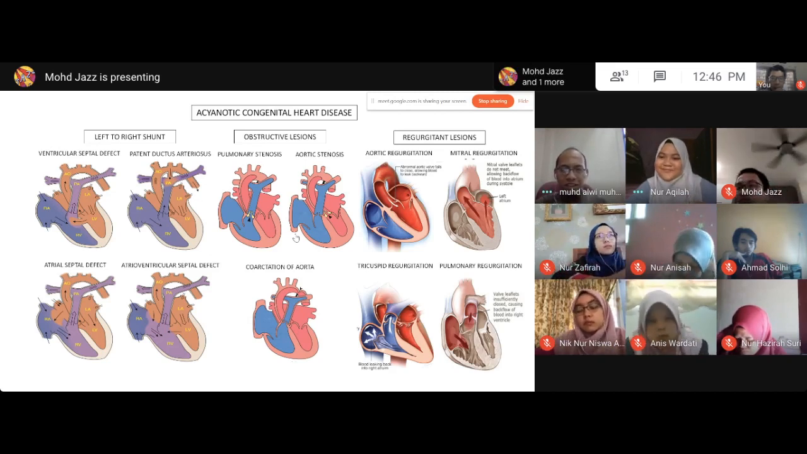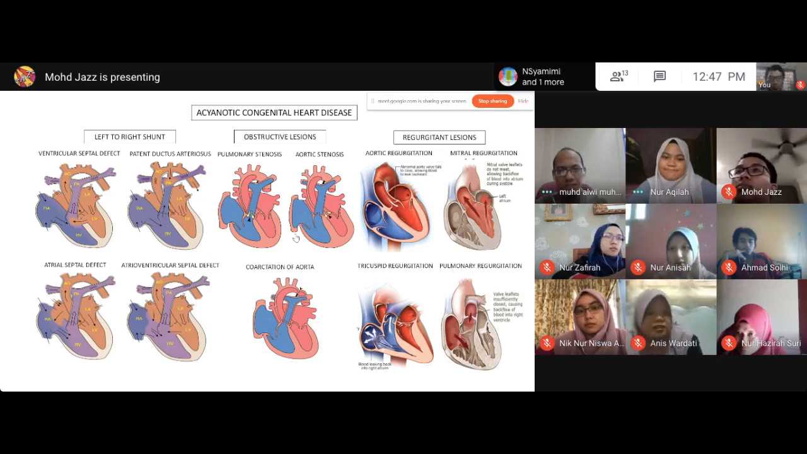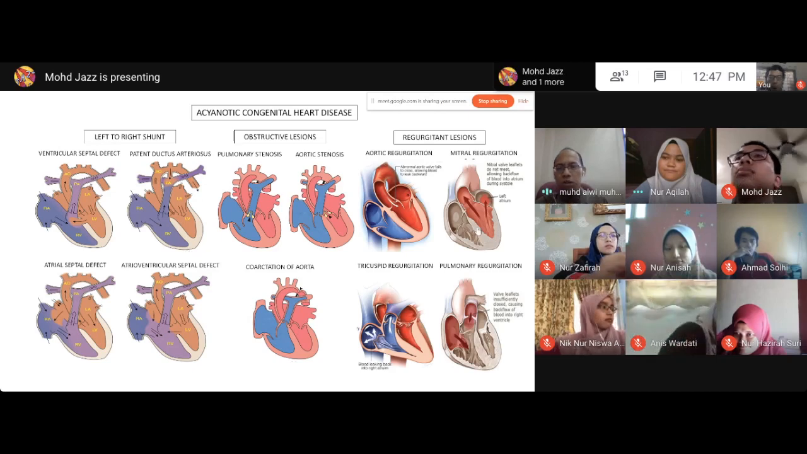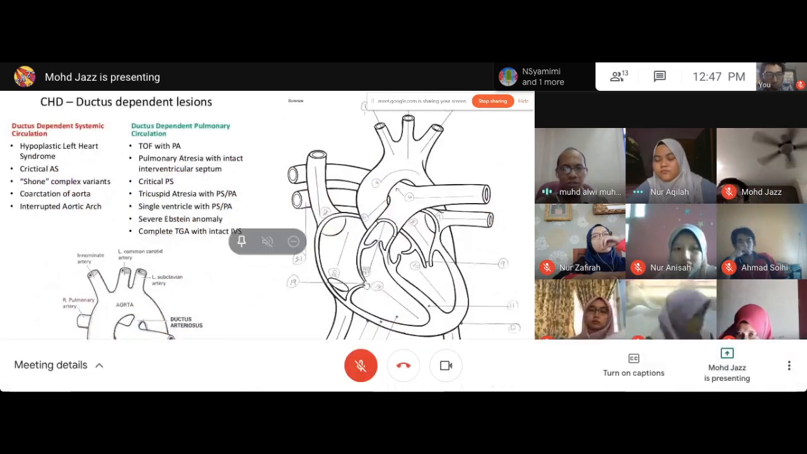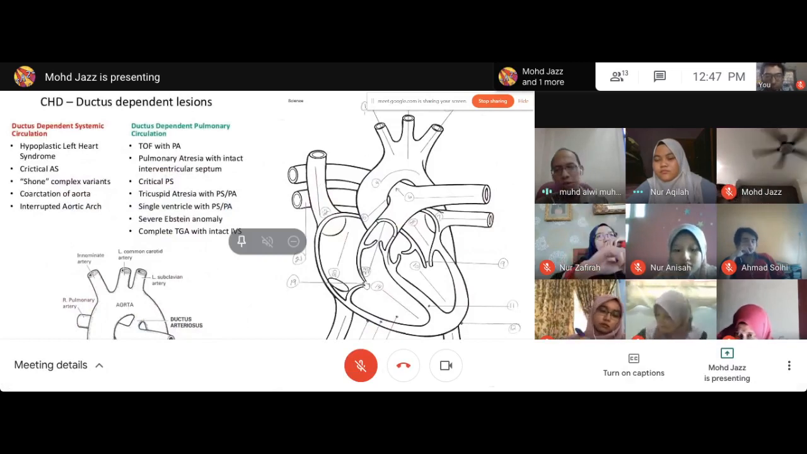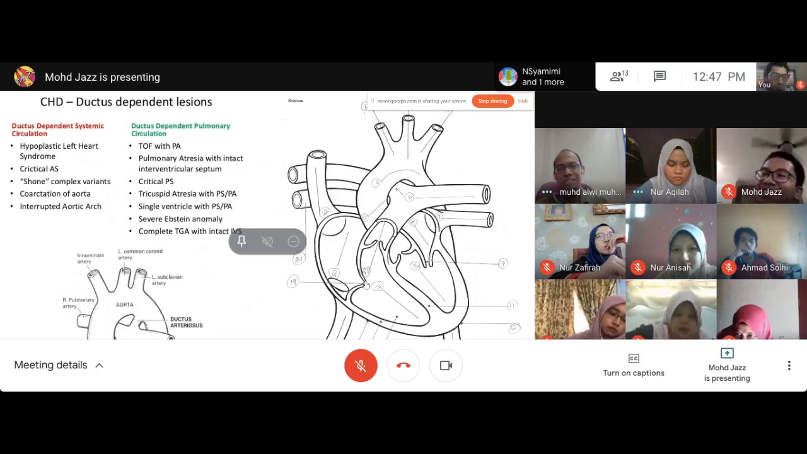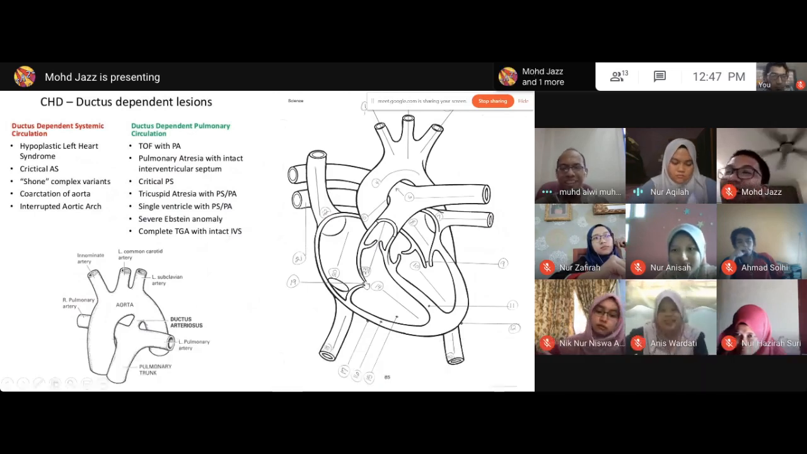Okay, next. Any questions? Because in general, acyanotic is more common than cyanotic, and for cyanotic, usually you know TOF. TOF you have to know in and out because it's very common. Definitely will come out in your exam. If you get a cyanotic heart, you just bet this is TOF. Without examination, without anything, just say TOF. Then the chance for you to be right is about 80%.